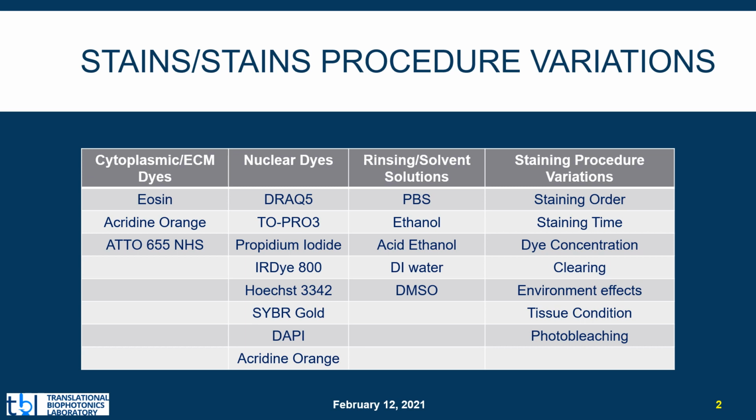However, this presentation will not compare image formation techniques, but rather the staining procedures and staining dyes, because they are general and can be used with the majority of the systems. This table shows the most common cytoplasmic ECM and nuclear dyes. It's worth noticing that there is a large dye pool for nuclear dyes and that acridine orange can be used for both purposes. Also in the table, we listed major dye solvent and rinsing solution that our group has used and that are also reported in the literature.